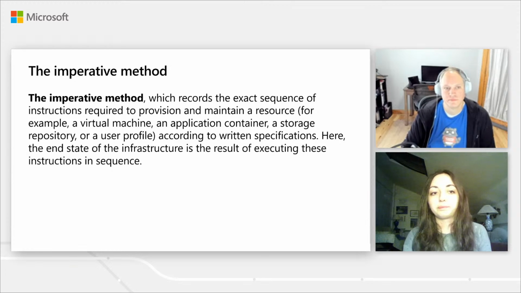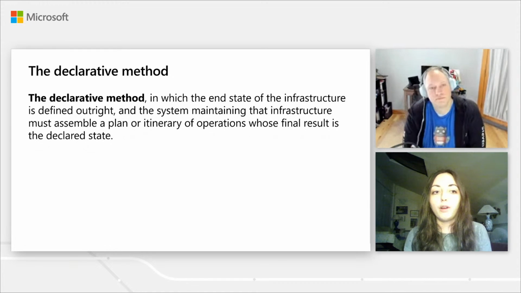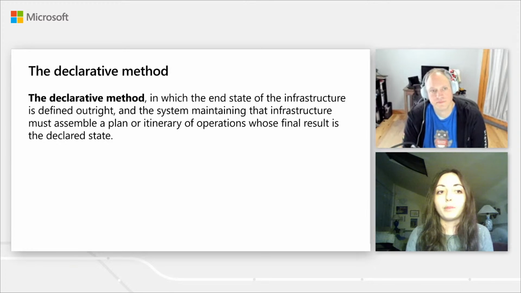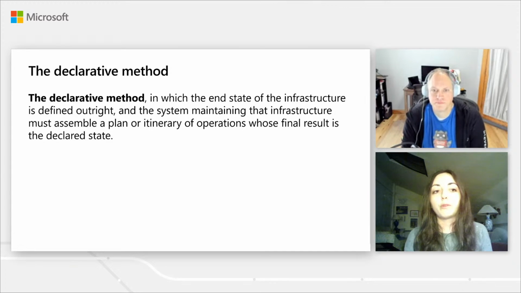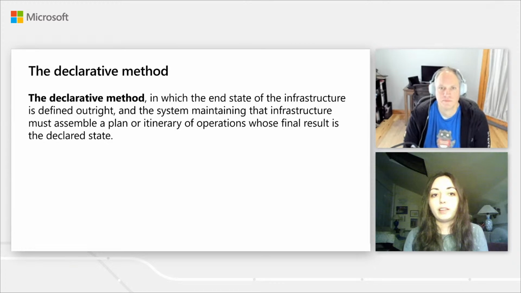On the other hand, the declarative method focuses on what the program should accomplish without specifying how the program should achieve the result. This means that we don't use commands to describe how to accomplish the final solution as we did in the imperative method. Here, the end state of the solution is defined outright, and the system maintaining that infrastructure sets up a plan of operations whose result is the declared state of the solution.